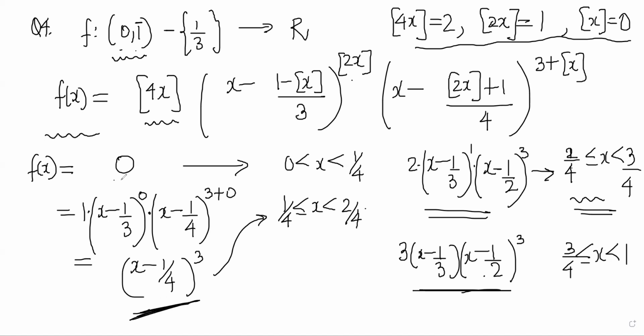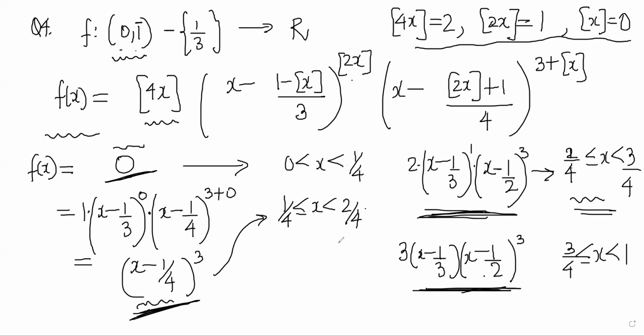This is this one, and these ones, right? So now I only have to check at all of the points where the function changes its behavior. So let's check at 1/4 first. Notice that the left hand side value is 0, right hand side value is also 0, and the value of the function is 0. So it is continuous at 1/4.